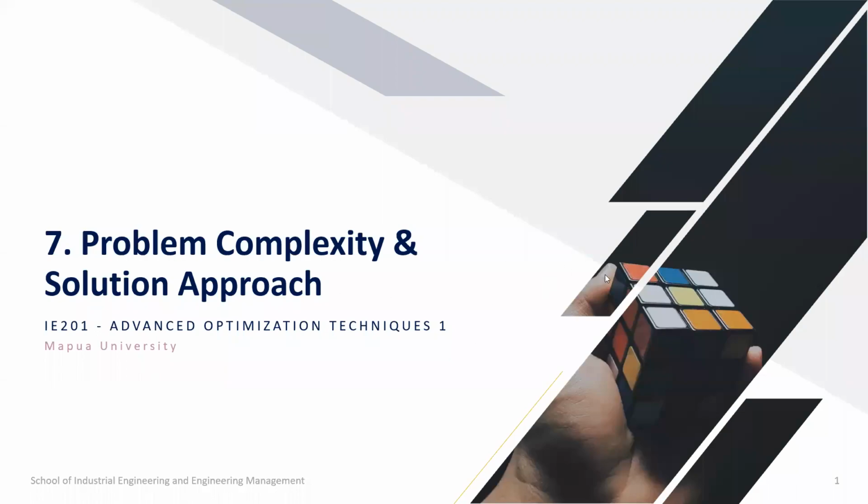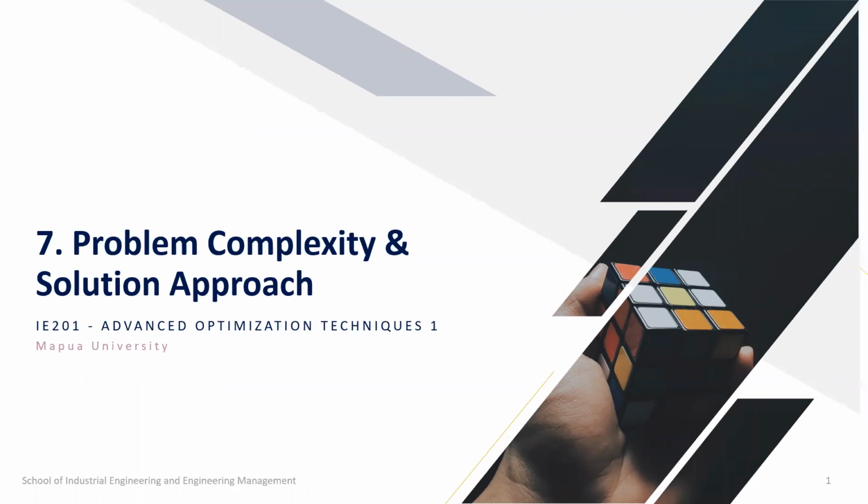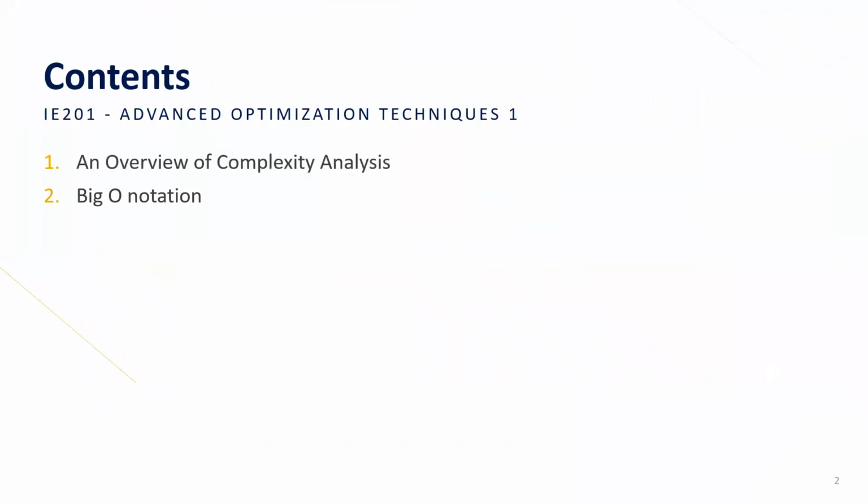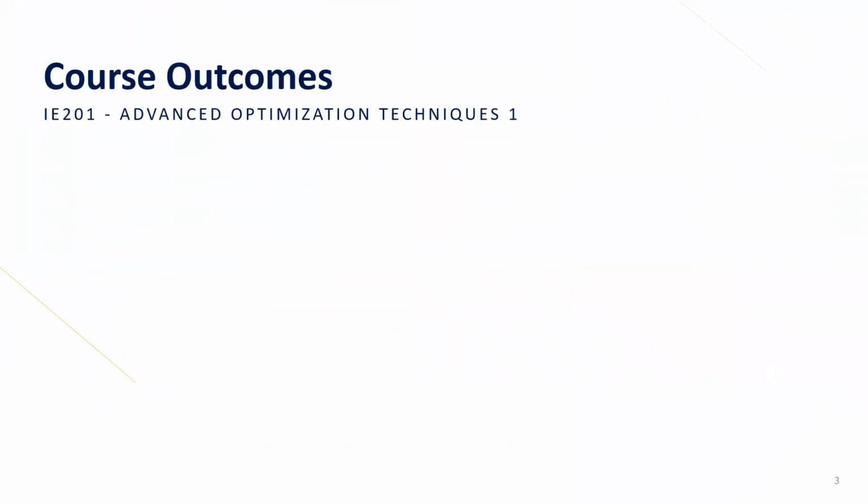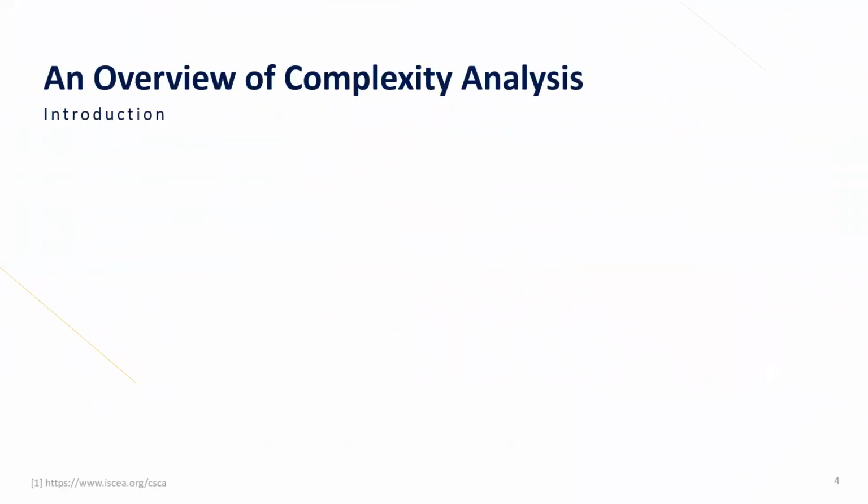For last week, we discussed this one, right? So in optimization problems, we need to understand the problem complexity. How complex is your problem, so that later on you can select which solution approach works best for your problems. You can always see again the previous video. I already put it on YouTube.